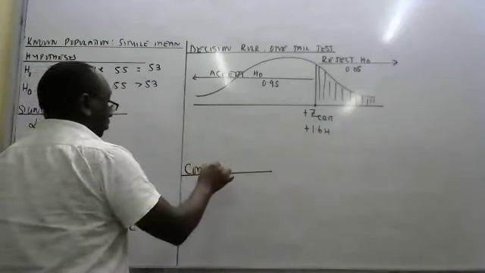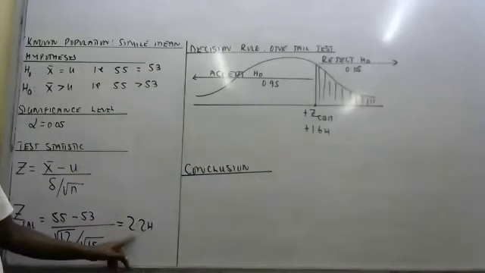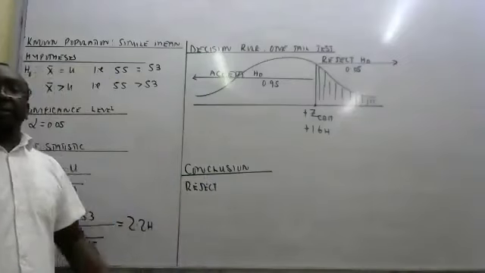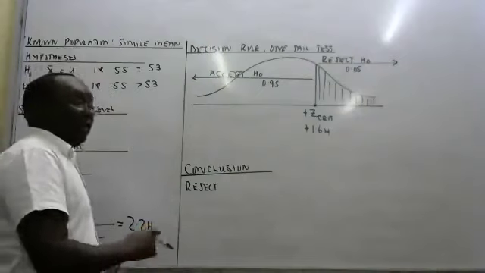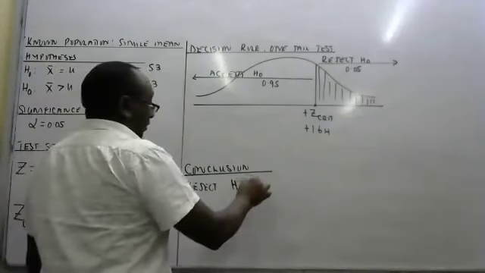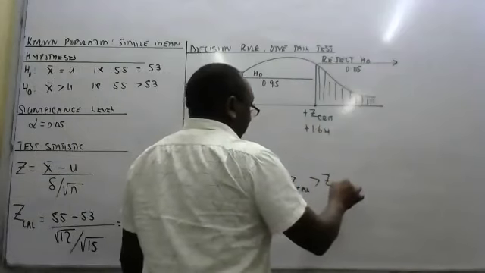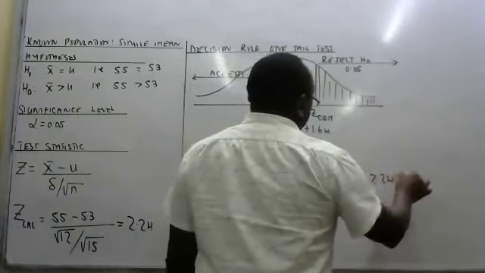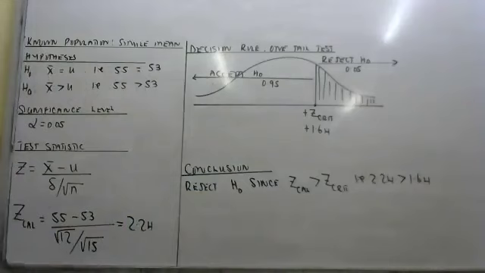Conclusion. Which side is this? On the upper side, so we reject. And so far, all of them have been telling us reject. So please don't cram that everywhere it will be reject. It's only a coincidence that so far they are all saying reject. Some of us are very strong in cramming. So we reject null since Z calculated is greater than Z critical. That is 2.24 is greater than 1.64.